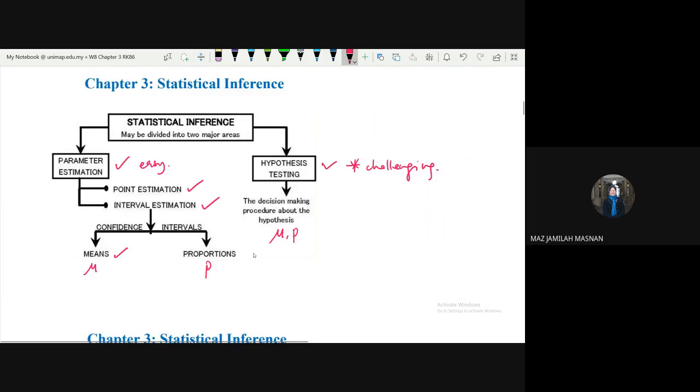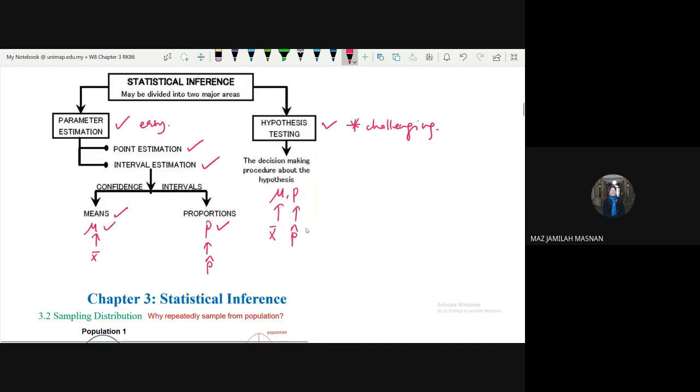So when I say this, we are going to make a conclusion about mu. We are going to make a conclusion about the proportion by using what? By using x bar, by using the proportion of our sample. The same goes here. So this is for one population. Later on, we will see how to deal with two populations.